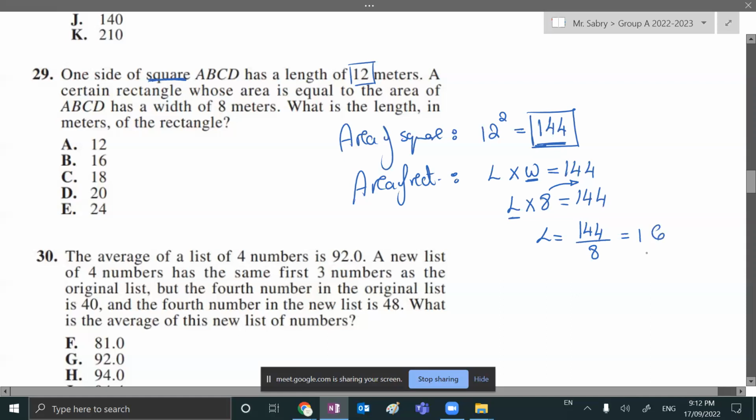Was that true? 18. 18? Okay. 18. C is the correct one. Thank you so much. Perfect. Thank you.